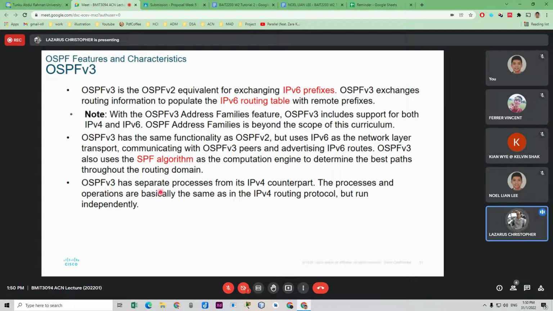Here it says separate processes mean it runs concurrently. Okay, it runs concurrently. So if you have IPv4, IPv4 is totally separate from IPv6. They are both running at the same time. They are separated. So you can see that the operations are basically the same as in IPv4 routing, but run independently.